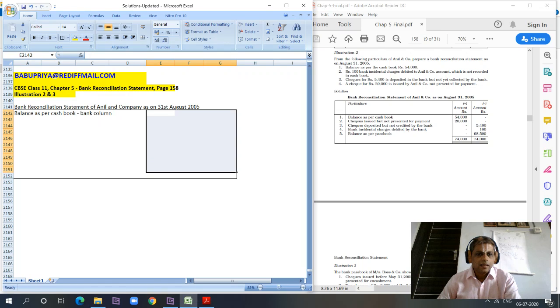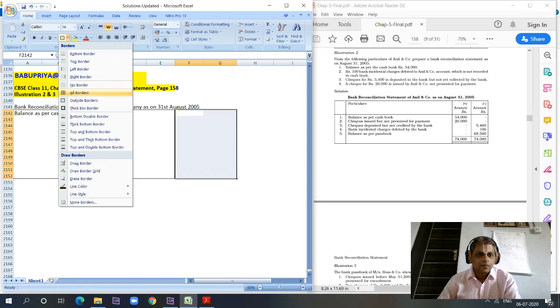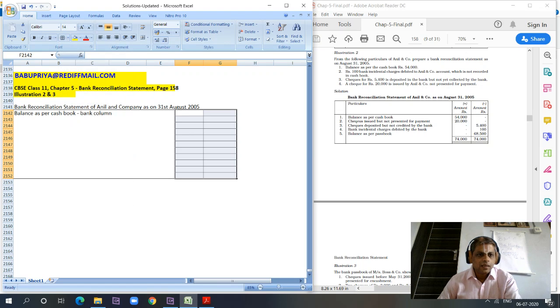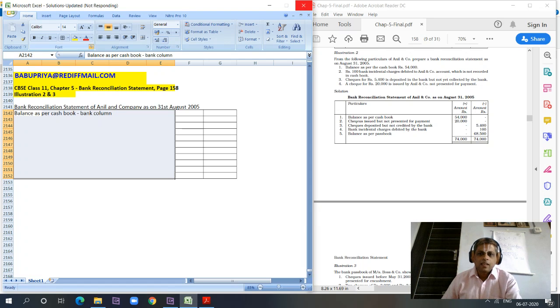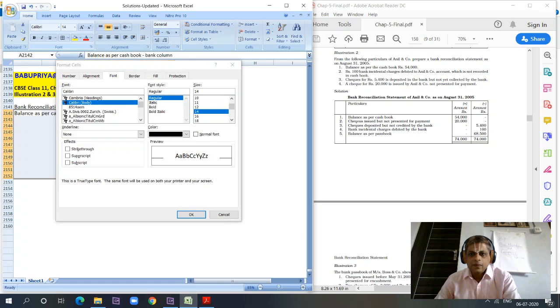I'm trying to make all borders here. Making the format will give a look and feel of the reconciliation more clearer, right? So what are the options that we have? Balance as per cash book 54,000 rupees, 100 bank incidental charges debited to Anil and Company account which is not recorded in cash book. Checks for 5,400 is deposited in the bank.